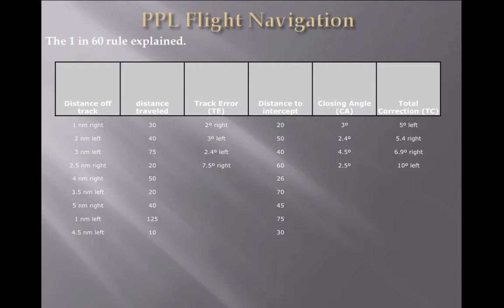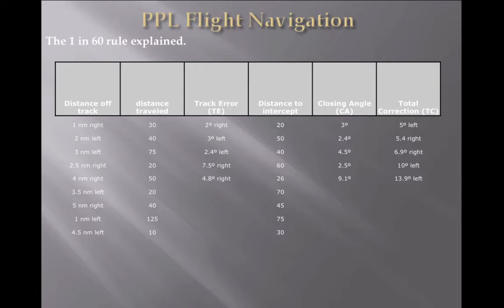So, next one. Distance off 4 nautical miles to the right of the intended track, and we've travelled 50 nautical miles. Gives us a total of 4.8 degrees to the right. Within variance. Remember, you're allowed a tolerance because you're working this out on an E6B. And then we take the distance off over the distance to intercept. Will give us our closing angle, 9.1. Last bit, add the two together and reverse the left and right. 13.9 degrees left.